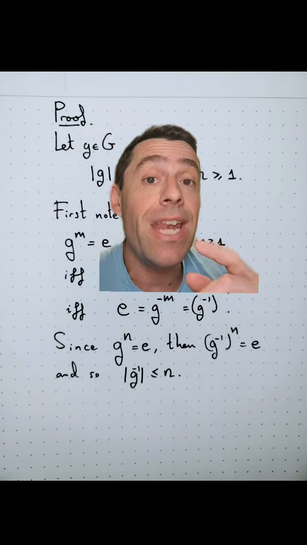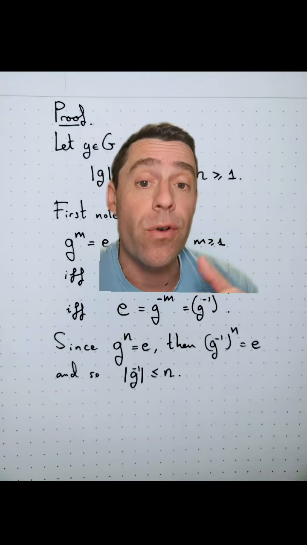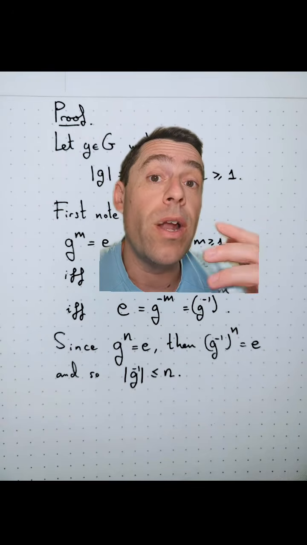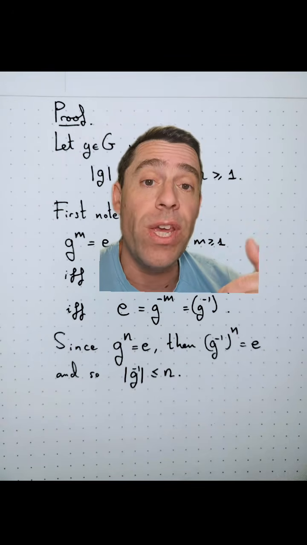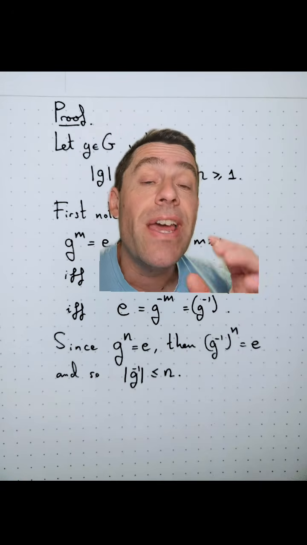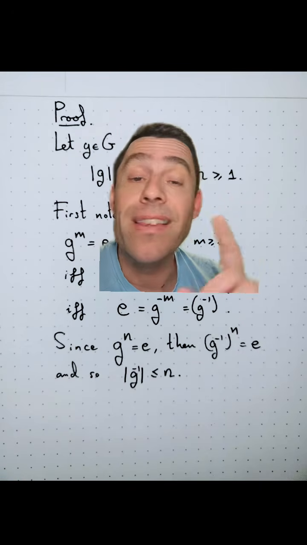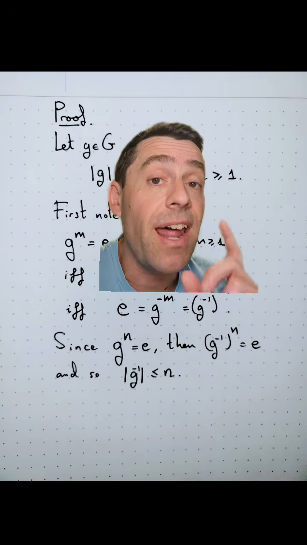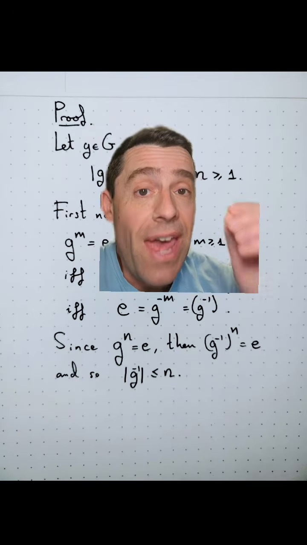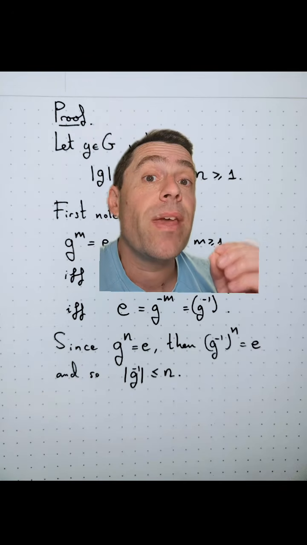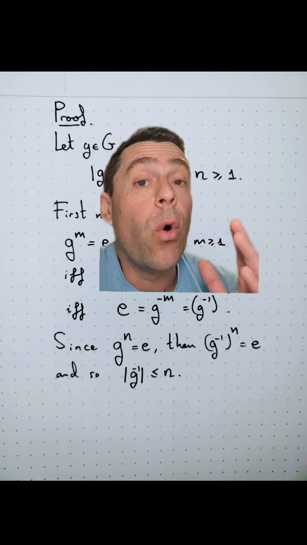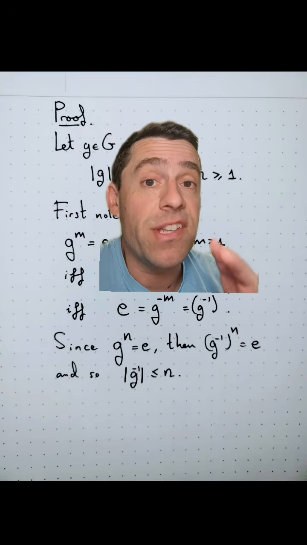And now I can use that equivalence to prove what I want, because first of all, I know that g to the n is e because n is the order of g, and therefore, by that equivalence, g inverse to the nth power is also e. That means that the order of g inverse is less or equal to n. It doesn't show that the order is exactly n at this point. I just know that g inverse to the nth power has to be e, and since the order is the smallest such integer, then we know that the order is less or equal to n at this point.